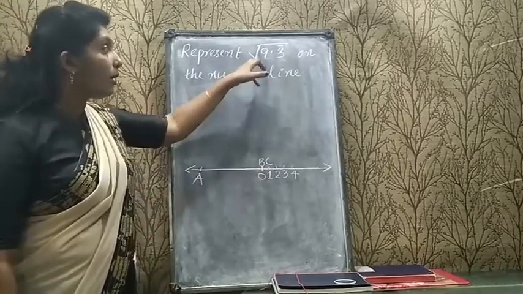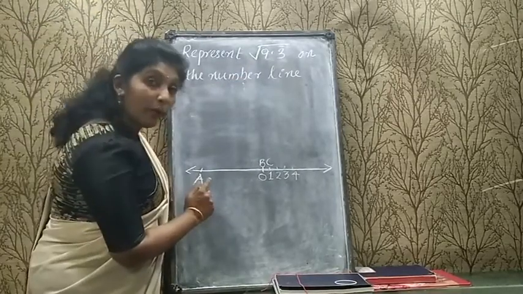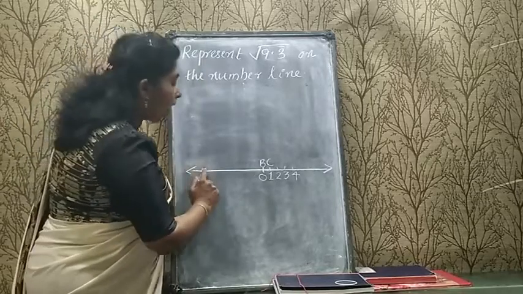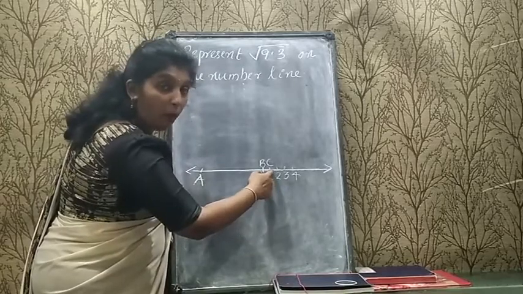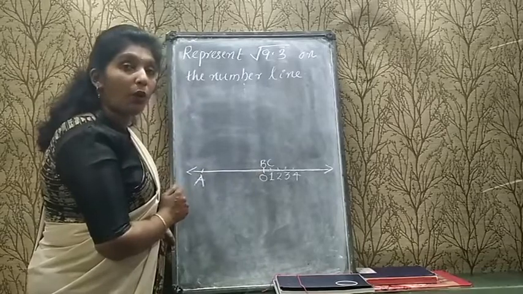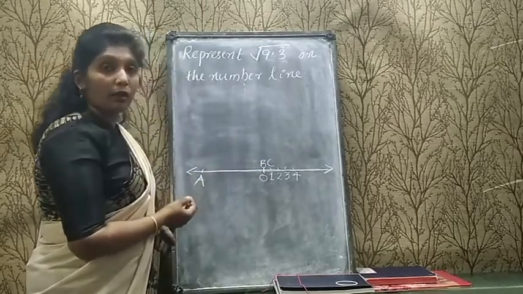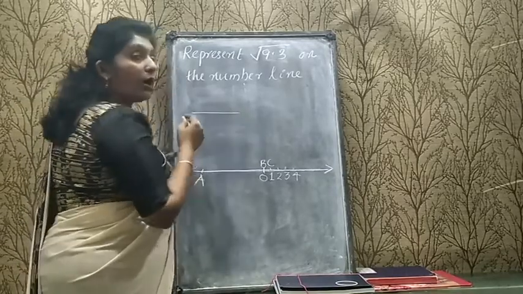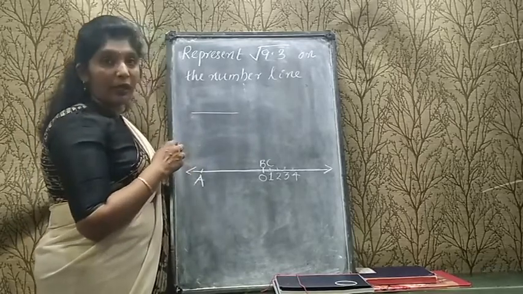Now for drawing root 9.3, first of all, we need the midpoint of AC. The distance from A to C is 10.3, because from A to B is 9.3. So you have to draw the perpendicular bisector for finding the midpoint. That you already learned in smaller classes. Simply we cannot mark the midpoint of a line segment. You have to construct a perpendicular bisector.